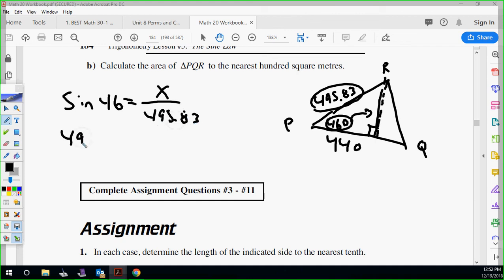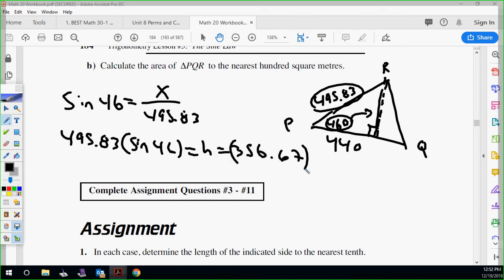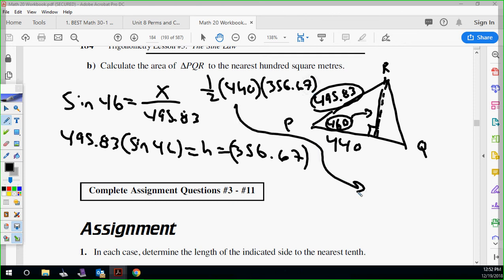So I'm going 495.83 times sine of 46 to get the height, which is 356.67. So we have our height now. We go 1/2 base times that height, and that's your area. We do that, and we get 78,500. And it's square meters, because we're not cubic, not 3 dimensions. Square meters. Okay, good. That's it.